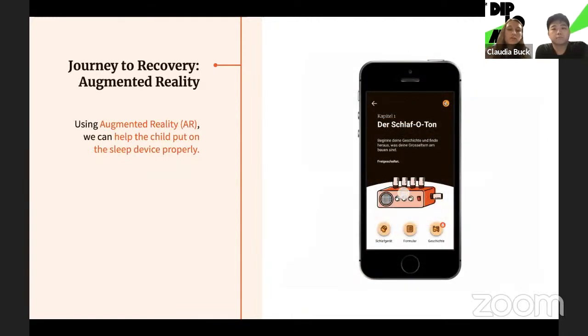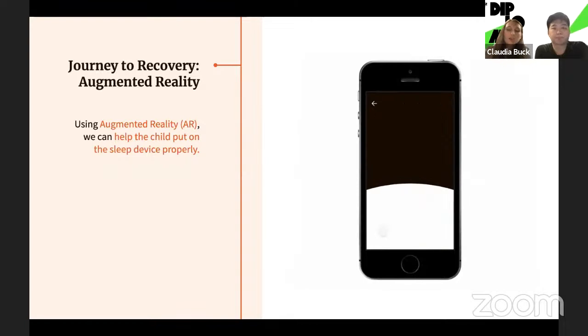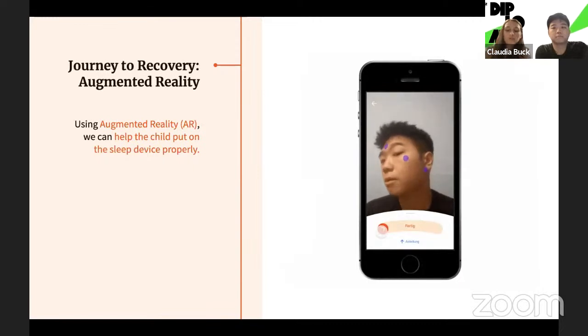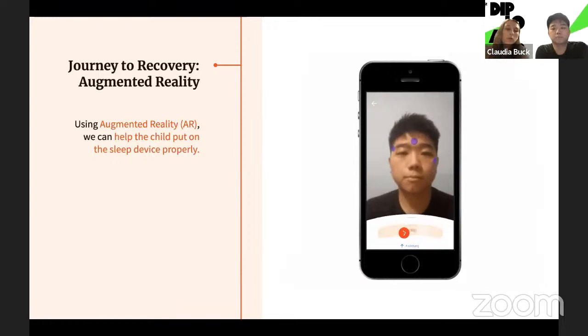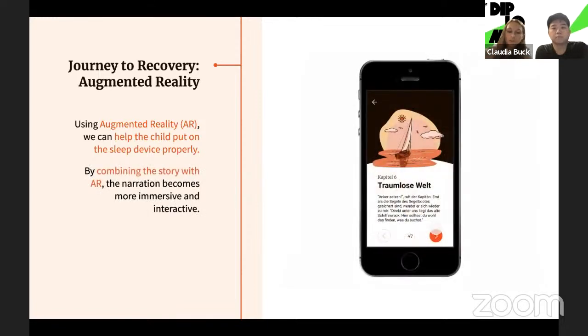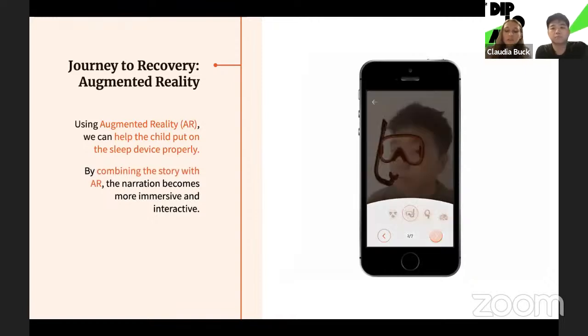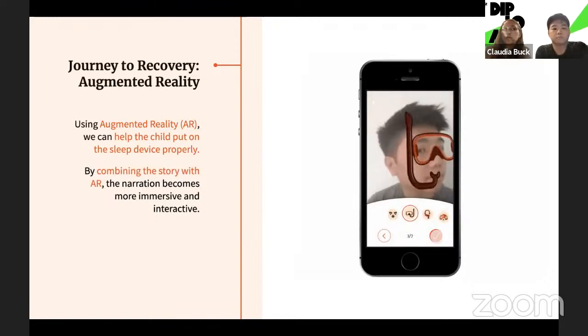Furthermore, Journey to Recovery acts as a guide and supports the child with augmented reality. It shows exactly where to place the electrodes which are necessary for the treatment in order to ensure the proper usage. We've also combined AR into the story so that it's more engaging and fun for the children.